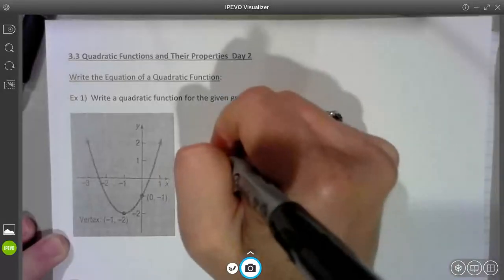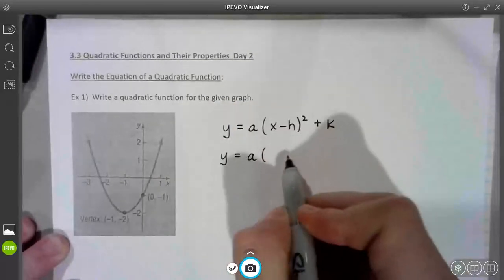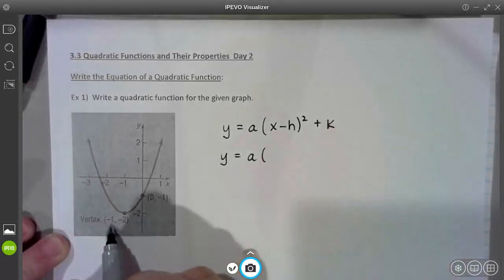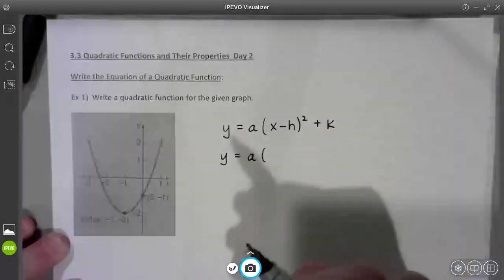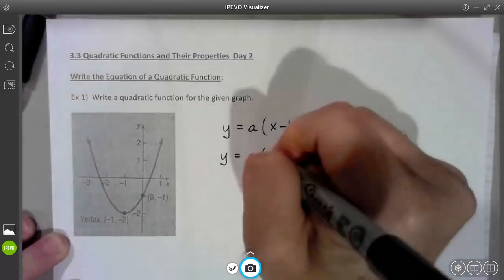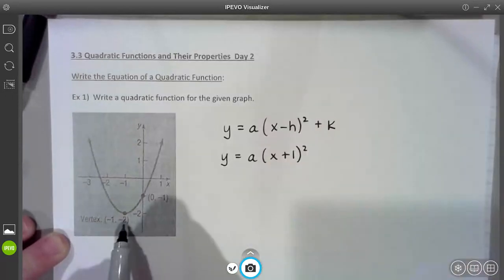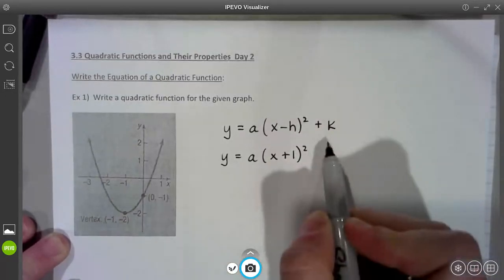So it should be y equals, or again, f of x, a times, well, guys, would it be x plus 1 or x minus 1 to have an x coordinate at -1? It would be x plus 1, right? It's x minus h, minus -1. So it becomes (x plus 1) quantity squared. And then if your y coordinate is -2, it should just be minus 2.